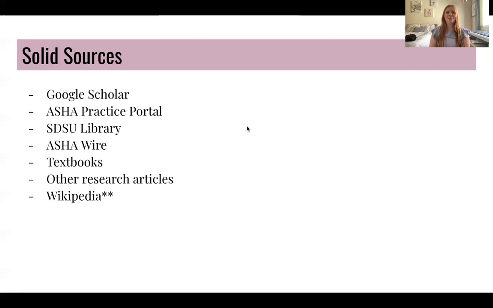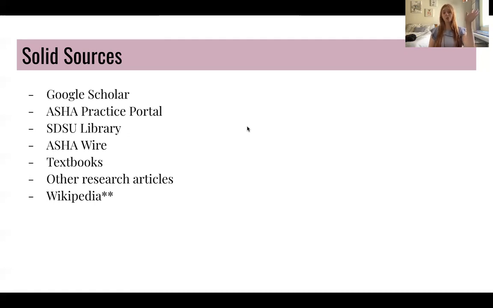Or if you just need some background information before you start searching, because sometimes you're looking for a topic that you know nothing about and you could be really confused. So if you can go to the Wikipedia page and look up childhood apraxia of speech, maybe you've never heard of that before.